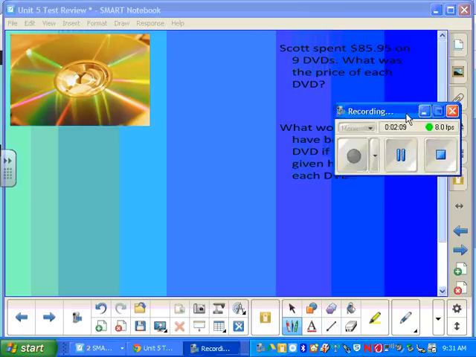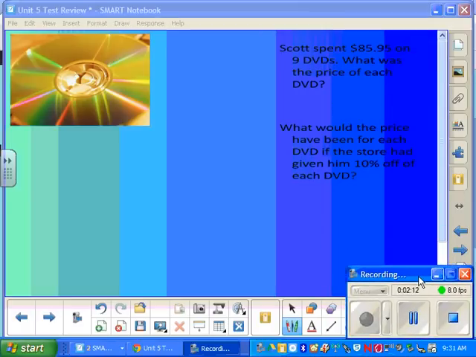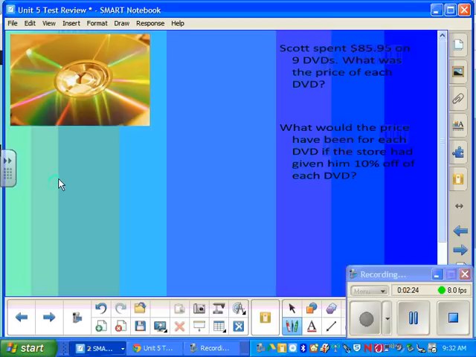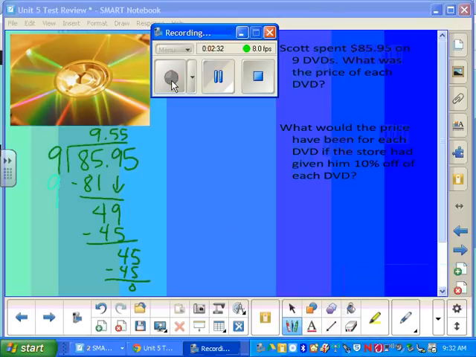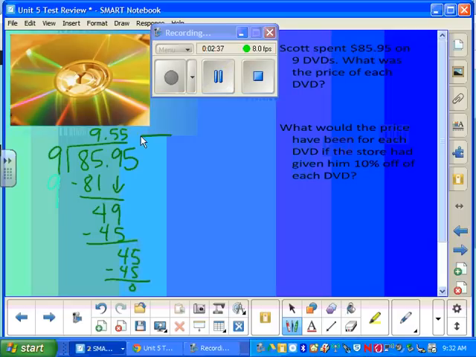Okay, on to the next question. Scott spent $85.95 on 9 DVDs. What was the price of each DVD? This one's pretty simple. You're just going to divide. So we're going to take $85.95 and divide that out. When we do the division, $85.95 divided by 9 gives you $9.55 for each DVD. So your first answer is $9.55 per DVD. Okay, now let's go on to the second part of that.